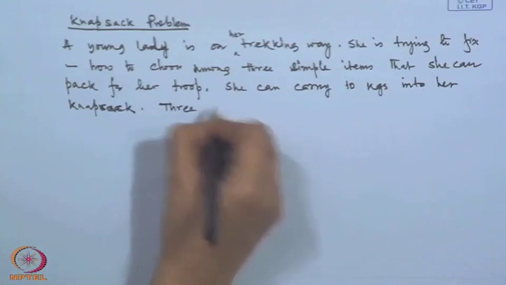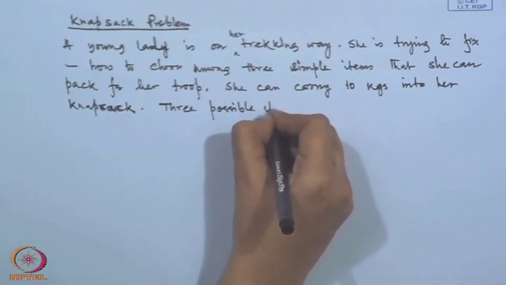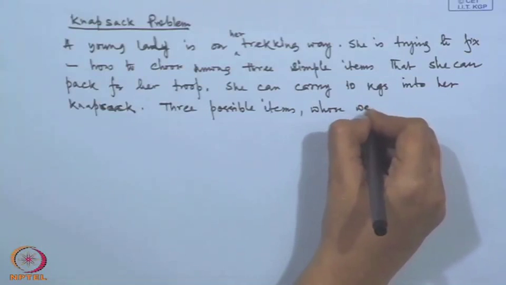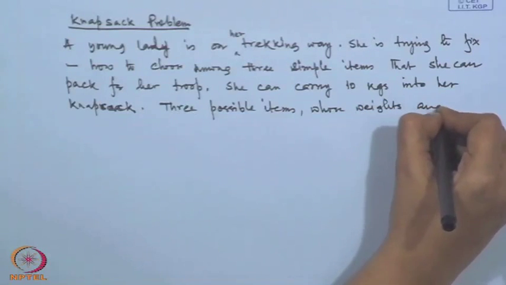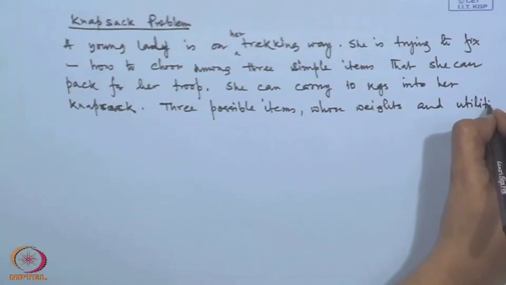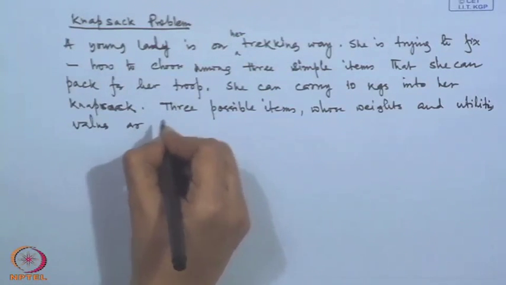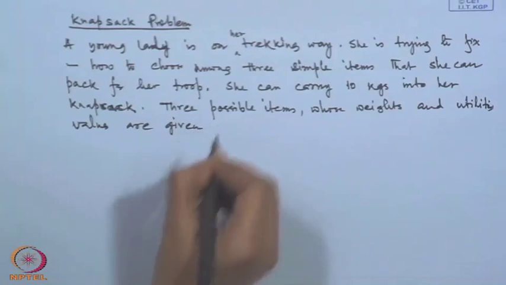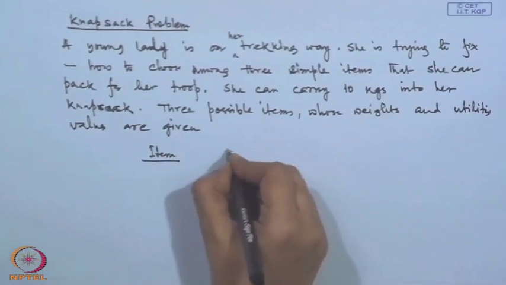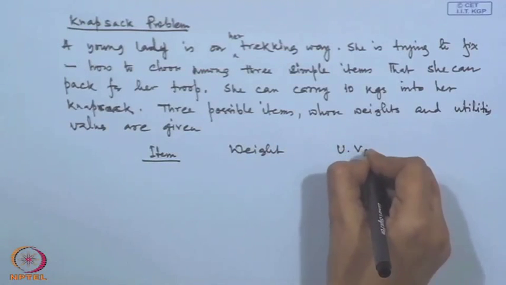Three possible items with their utility values are given. These utility values are from her experience; she gathered the values. This is certainly subjective in nature.